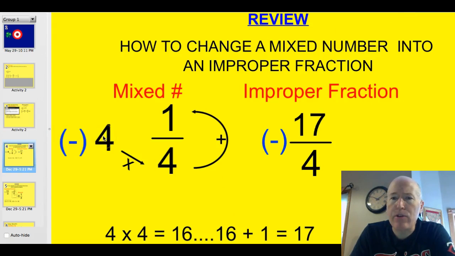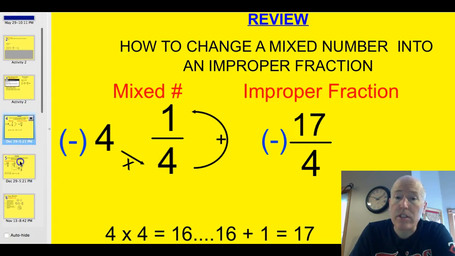Quick review. How do you change a mixed number into an improper fraction? Let's say we have the mixed number 4 1/4. You multiply the whole number times the denominator, add in the numerator. 4 times 4 is 16, plus 1 is 17/4. And if that's a negative mixed number, then the improper fraction, of course, is negative. You can see my work down here. 4 times 4 plus 1.